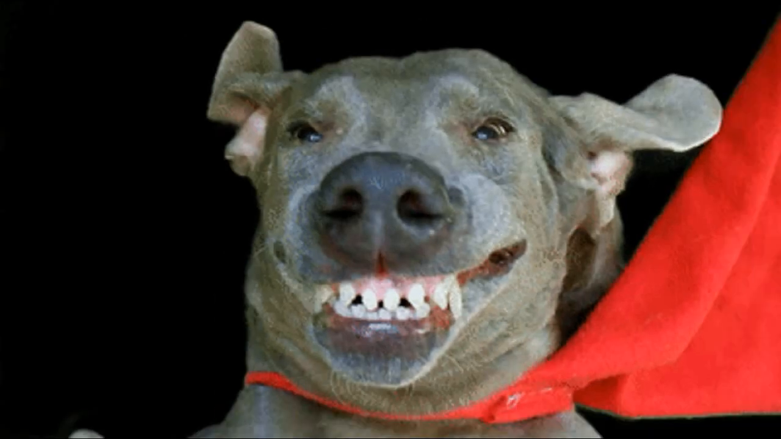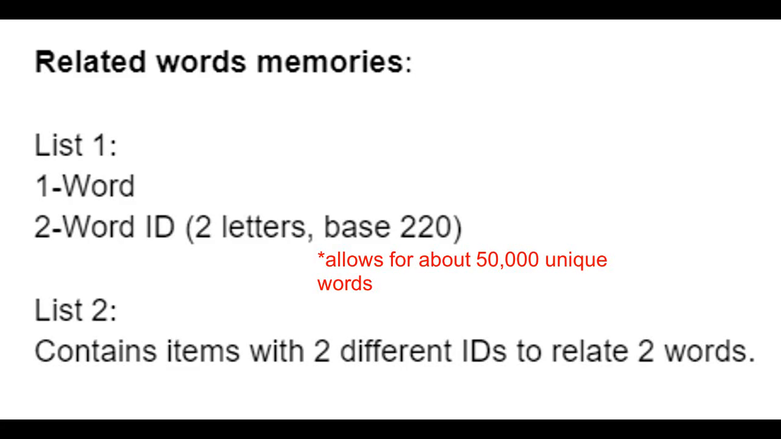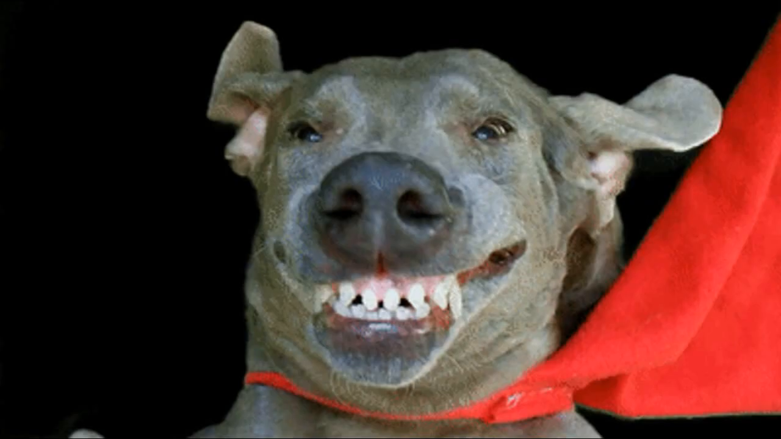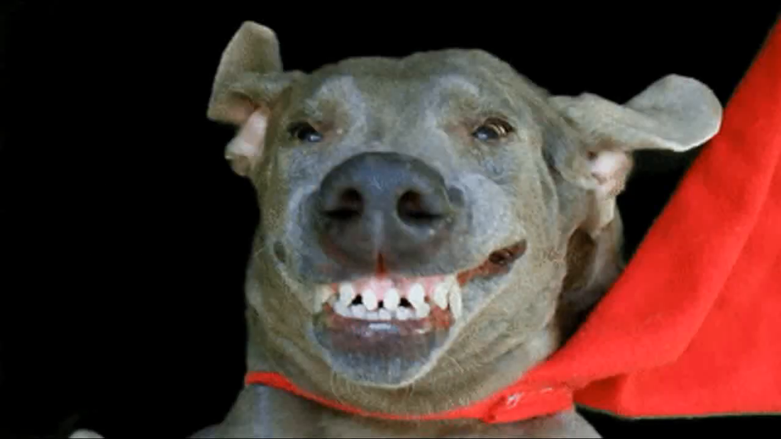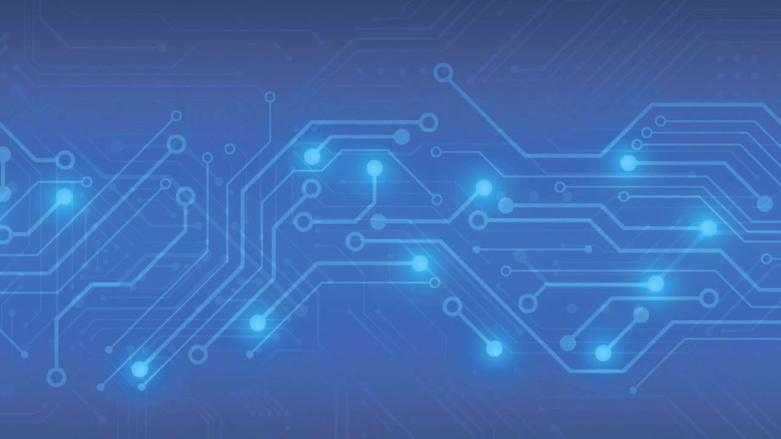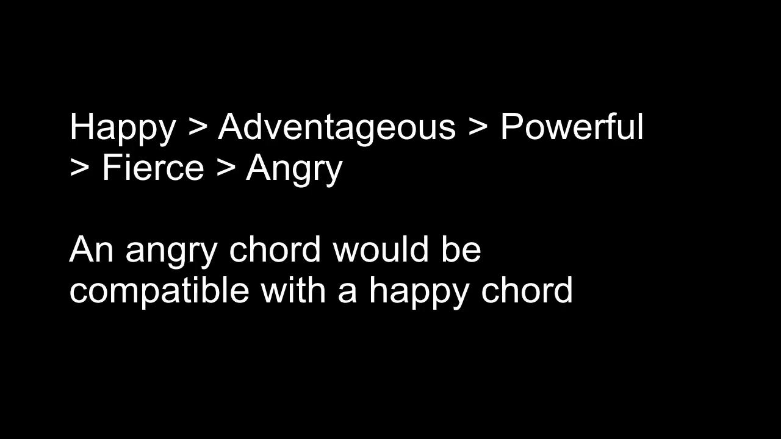So, the AI has one last form of memory, the thesaurus. This is split into two different parts, a list of every word and its ID, and a list of two IDs connected together. However, in order for words to be connected, the connection has to be very strict, since if it were vague, then almost every word would end up being connected and the AI would be able to choose any chord.